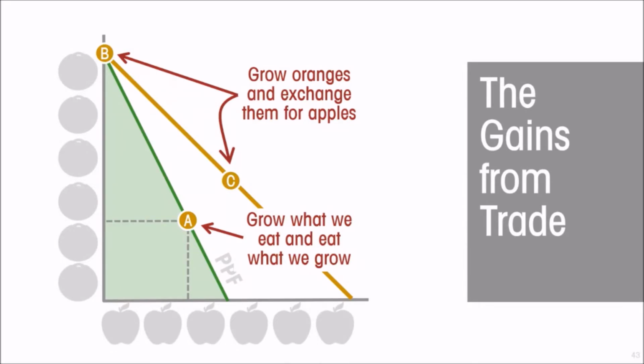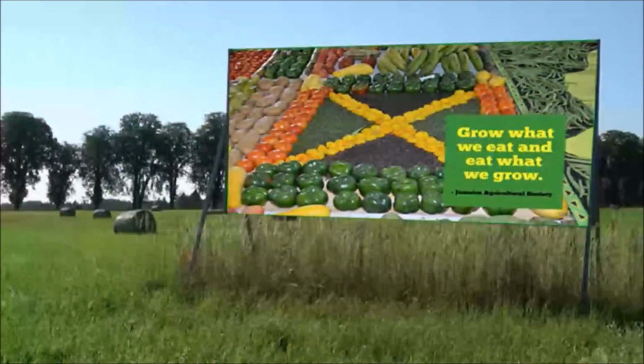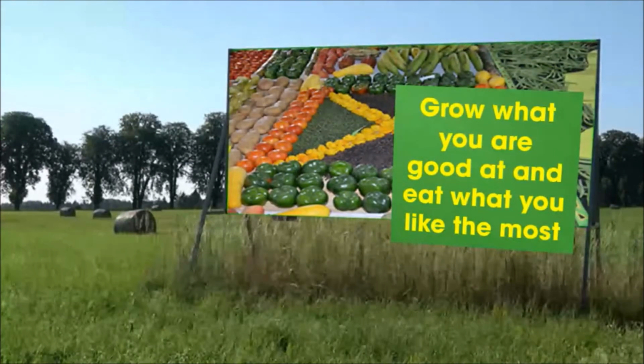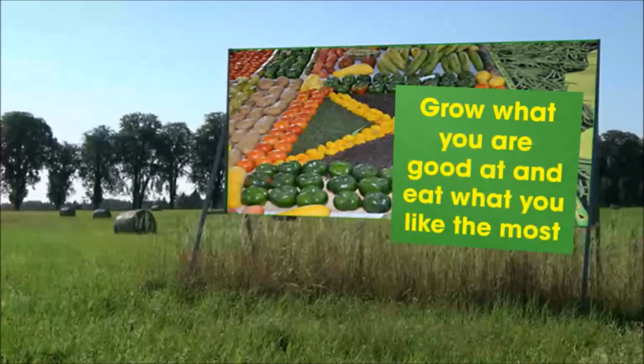What you really want to advocate is not let's forgo the gains from trade. What you really want to advocate is grow what you are good at, your comparative advantage, and then trade for and eat what you like the most. That makes more sense.